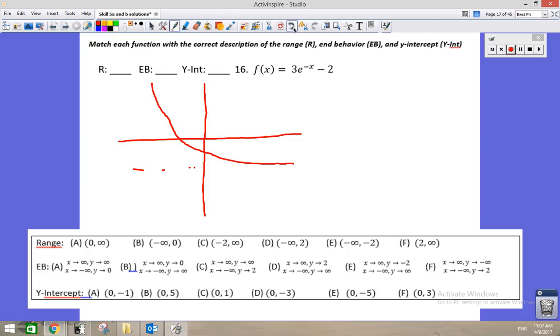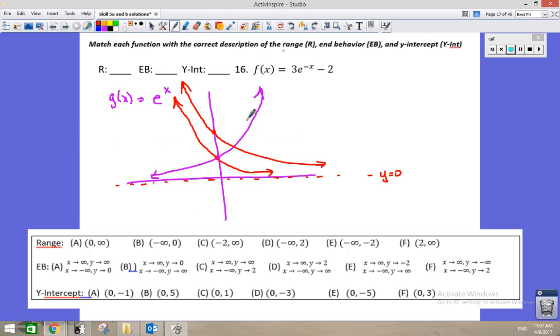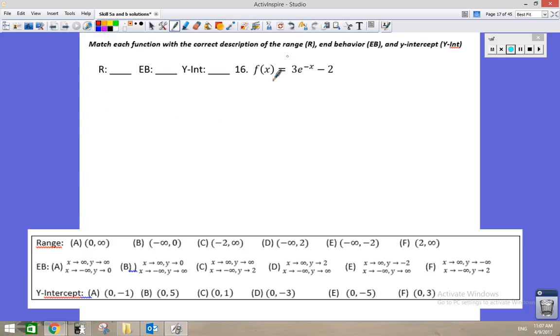oops, I just drew it decreasing. I didn't draw the others decreasing, did I? I did. Oh, because it is decreasing. The negative, it had a reflection. I'm not even paying attention. So it looks like this.